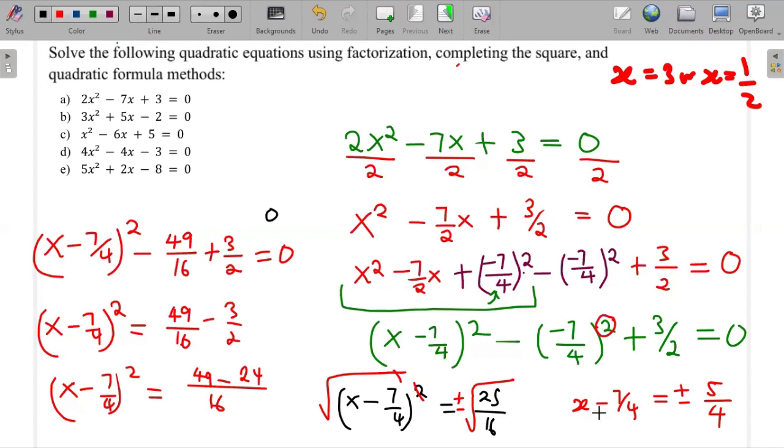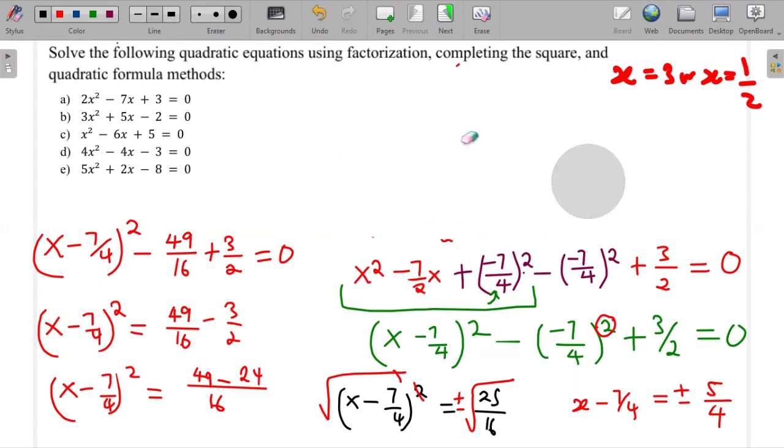Okay, so I was saying here on my left side, I have x minus 7 over 4. And then on the other side, I have plus or minus 5 over 4. So I want to find my value of x. So it means I'll transfer this guy to the other side. So what am I going to have? Okay, I can erase now here. So I'm going to have x equals 7 over 4 and then plus or minus 5 over 4.